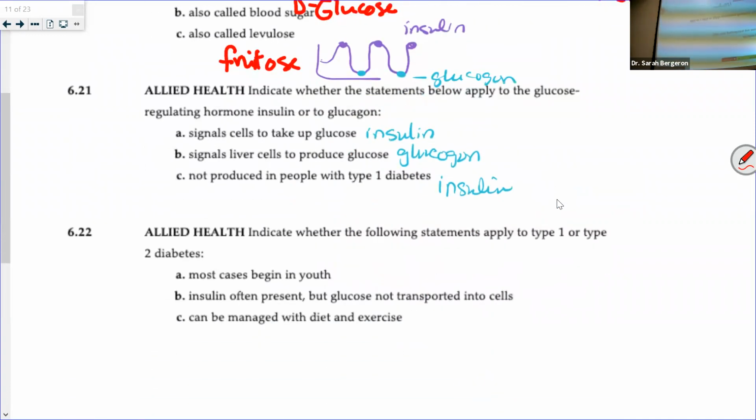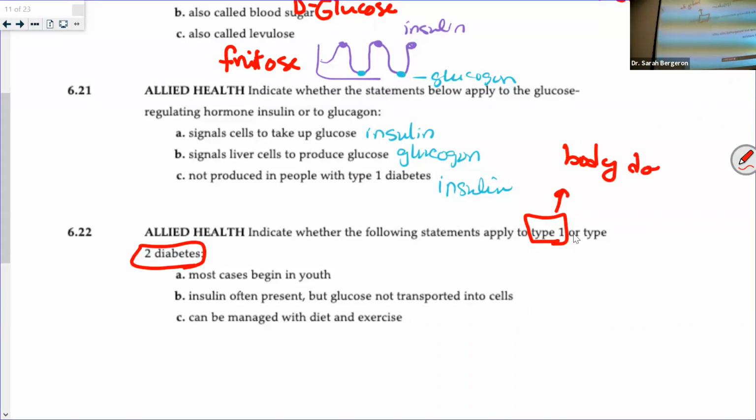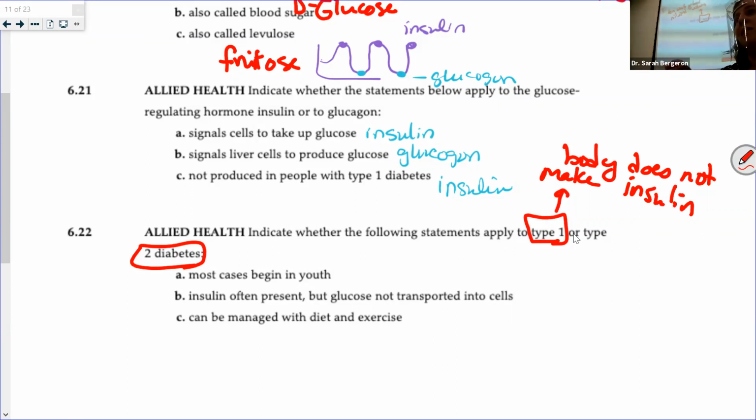So now we're going to talk about diabetes. What happens in someone who has diabetes? There are two different ways that you can have diabetes. You can have type 1 and you can have type 2. Before we answer questions about it, let's talk about the difference between type 1 and type 2. In type 1, the body does not make or does not make good insulin. Sometimes it'll make insulin, but it's not quite right. There's something wrong with the insulin. That's type 1.